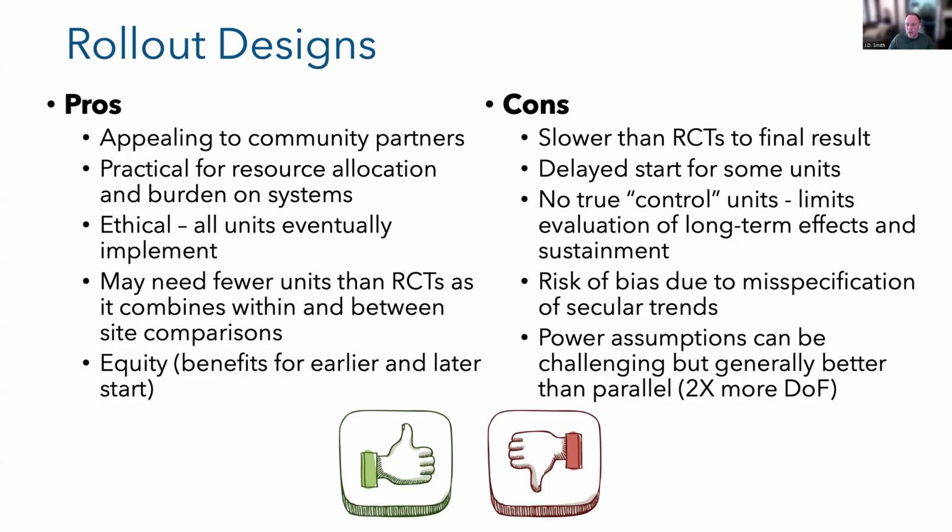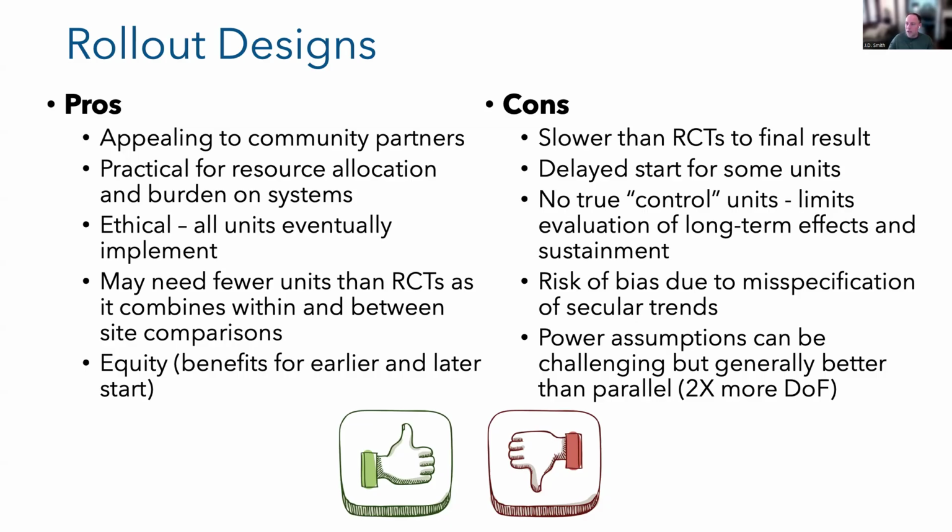A couple of other considerations, secular trends, which is true for the majority of staggered rollout kinds of scenarios. If you don't specify those appropriately, you can introduce a source of unknown bias, or a source of known but unknown bias. So you know it exists, you don't know exactly how it's affecting your trial. So those secular trends are something that are pretty serious.